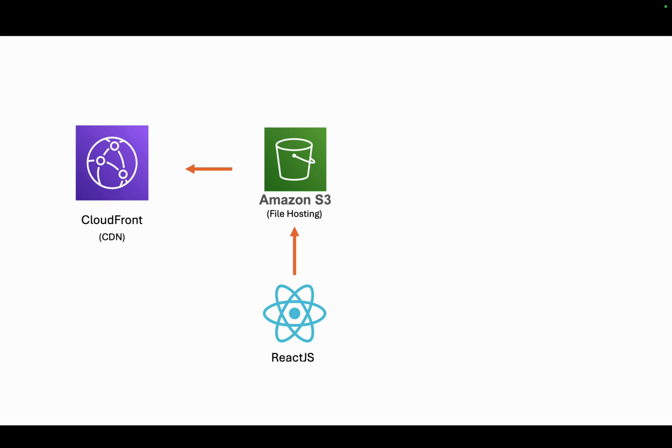Since our chat interface is a React application, it ultimately compiles into static files: HTML, CSS, and JavaScript. That means we don't need a traditional server to host it. Instead, we can use Amazon S3 for static file hosting and CloudFront as a CDN layer. This approach is extremely common in modern cloud architectures. It's simple, scalable, and very inexpensive.